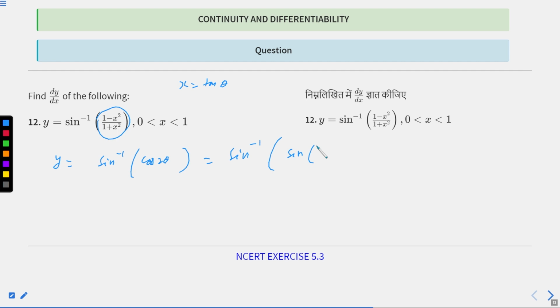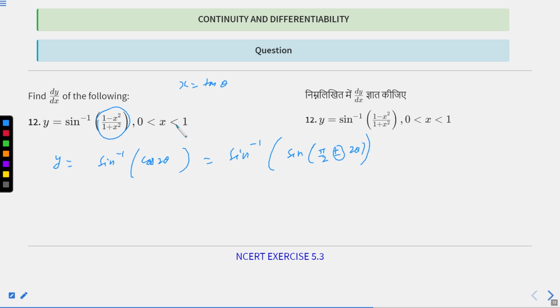sine of pi by 2 plus or minus 2 theta. I will give you the reason. Sine 90 minus theta will be cos 2 theta. Sine 90 plus theta will also give you the same, but only one will work.